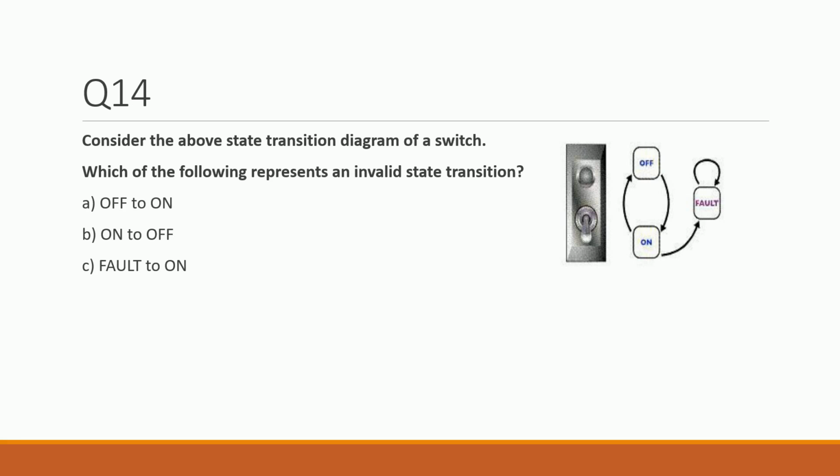Question 14, we have been given a transition diagram of a switch. So which of the following represents an invalid state transition? Off to on, on to off, or fault to on? So the answer is fault to on, because we cannot go from fault to on, we can go from off to on or on to off.